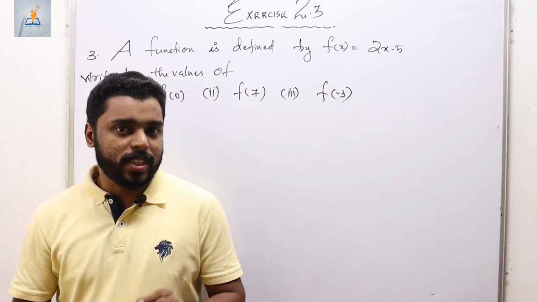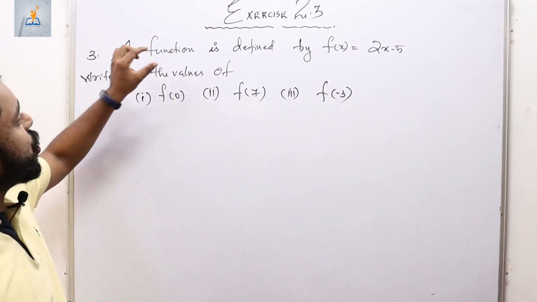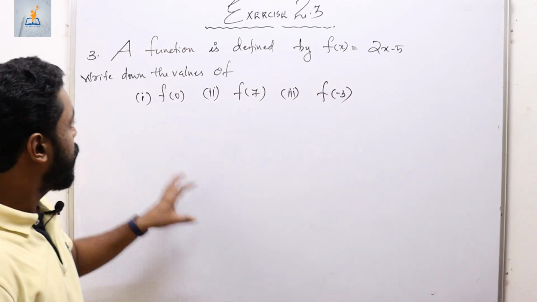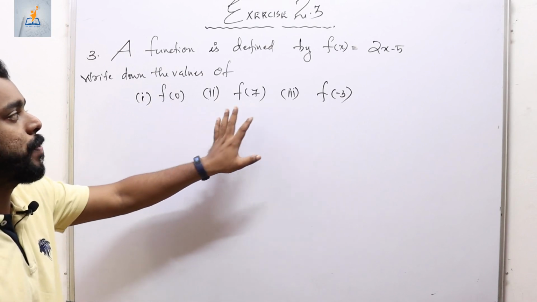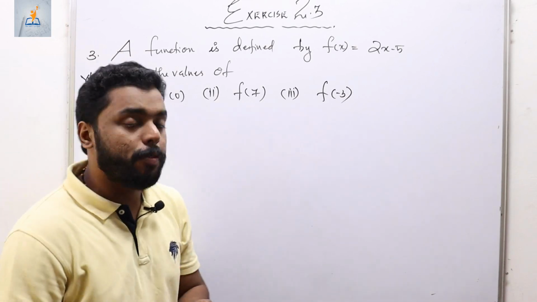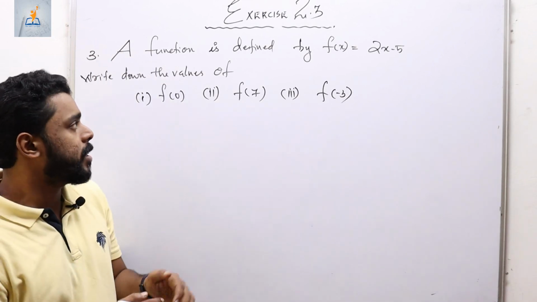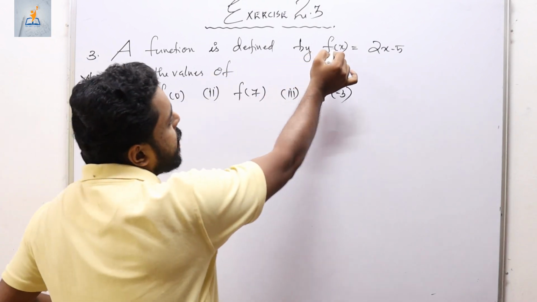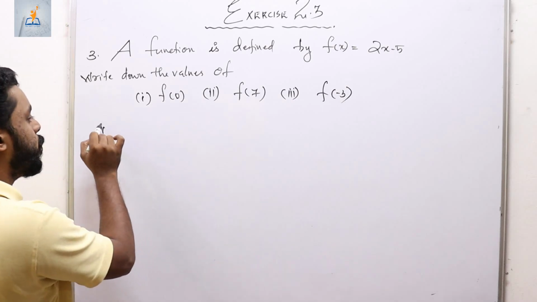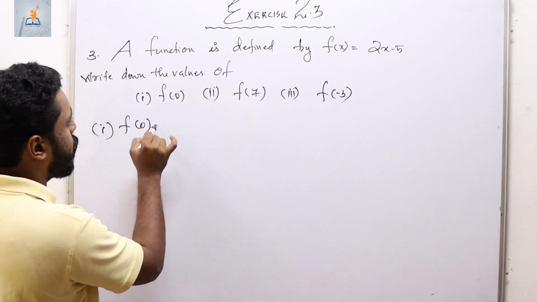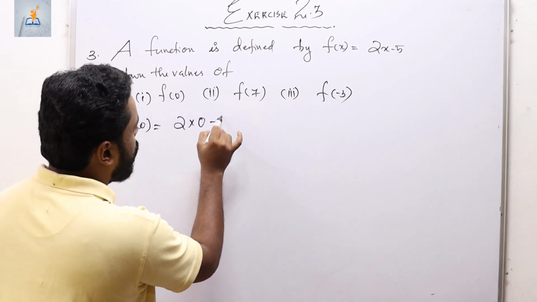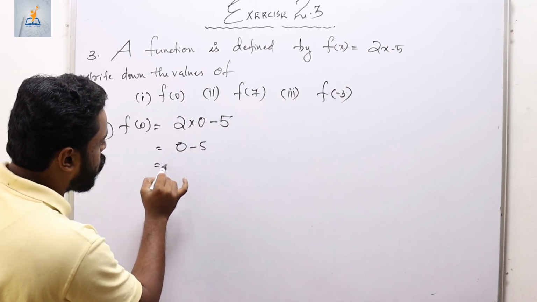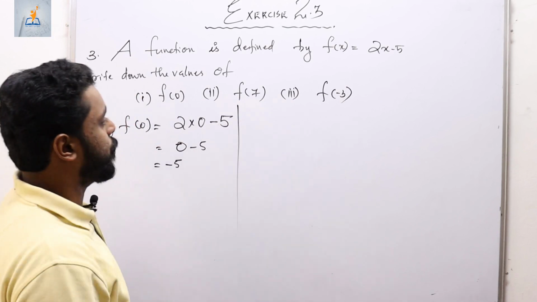Coming on to the third question, the question is that a function is defined by f of x is equal to 2x minus 5. We have to write down the values of f of 0, f of 7, f of minus 3. It's very simple, you know that. See, in order to find f of 0, we have to put 0 instead of x here. So we can find f of 0 as 2 into 0 minus 5. It is equal to 0 minus 5, it is equal to minus 5. So that is f of 0.